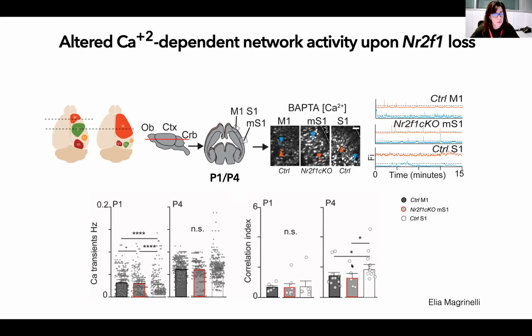with no difference in the correlation index, but at P4 we observed some differences, first between control motor and control somatosensory cortex, but only between the motorized somatosensory one when compared to the normal somatosensory cortex, indicating that some characteristics of the functional organization of the mutant cortex resemble the motor one, but on the other hand, some hyperactivity was displayed early on at P1 in the motor mutant cortex when compared to controls.